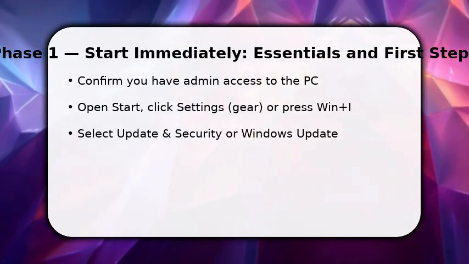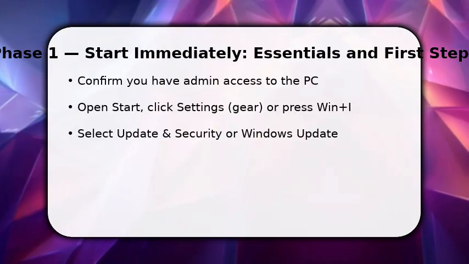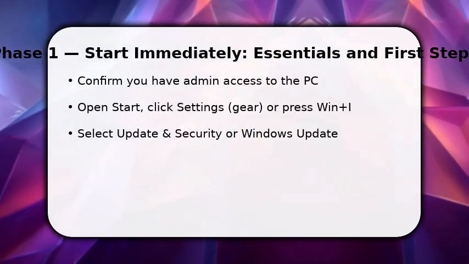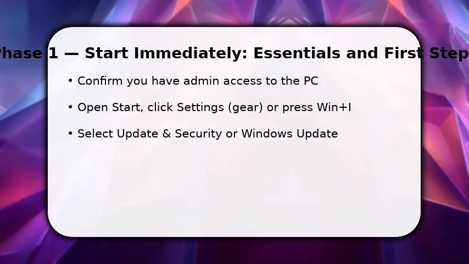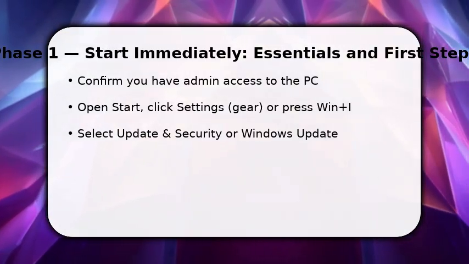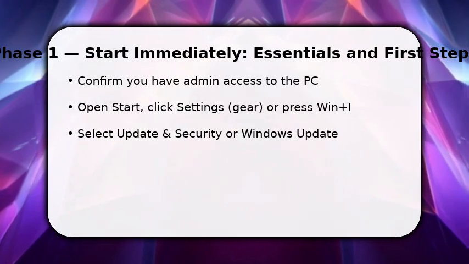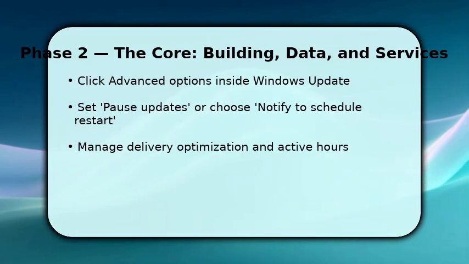Make sure Windows has finished any current update operations before proceeding, because altering settings mid-install can cause issues. If something's pending, pause for one restart so the system is in a stable state. Now click Advanced Options under Windows Update to reveal controls.